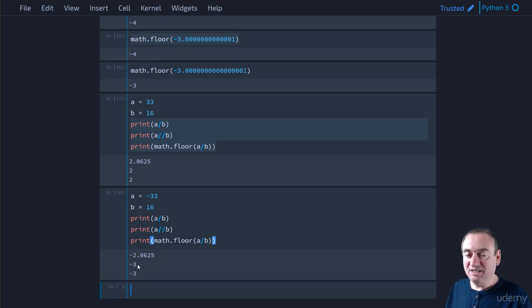A div b is negative 3, right? It is the largest integer less than this number here. Well, the largest integer less than this number is actually negative 3. And of course the floor matches, because that's the definition of floor division.